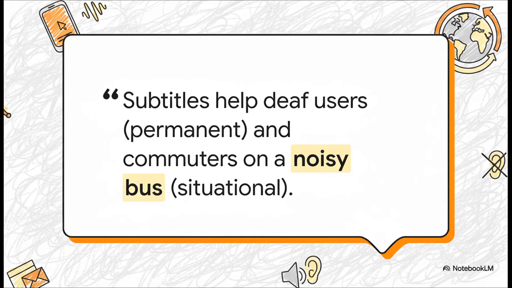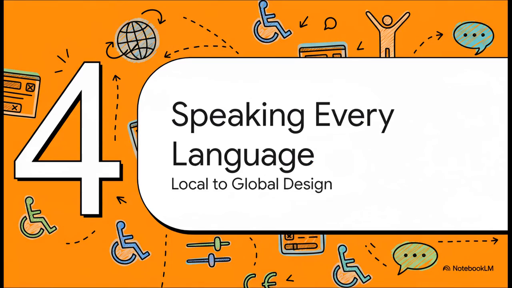And this leads to one of my favorite concepts in all of design, what's known as the curb cut effect. The idea is that when you design for a specific disability, you often end up helping everyone. The classic example is the curb cut on a sidewalk. Yeah, it was designed for people in wheelchairs, a permanent need, but who else uses it? Parents with strollers, travelers with luggage, delivery drivers. In the digital world, it's exactly the same. Subtitles are essential for a deaf user, but they're also a lifesaver for anyone trying to watch a video on a noisy bus.